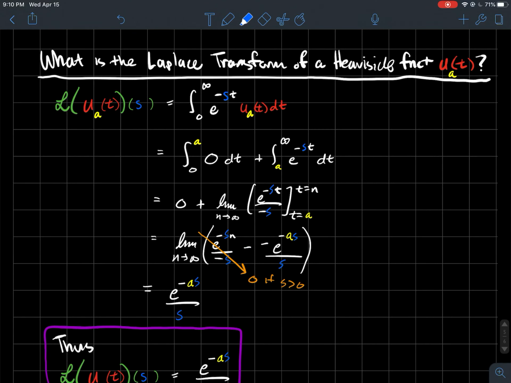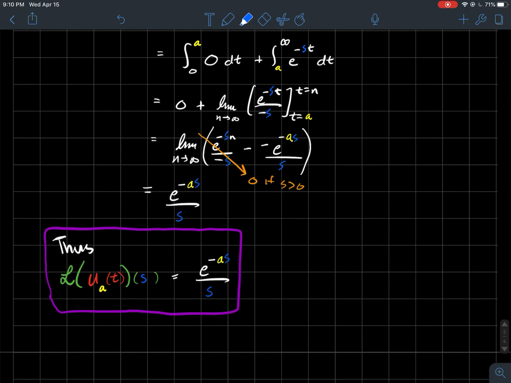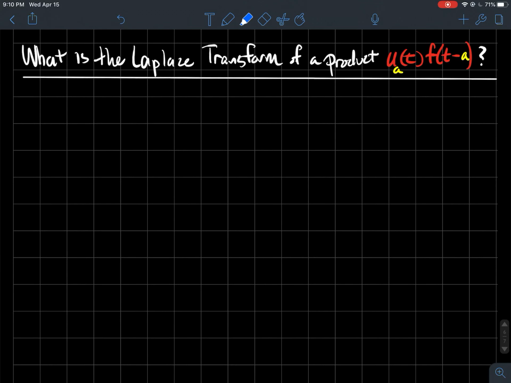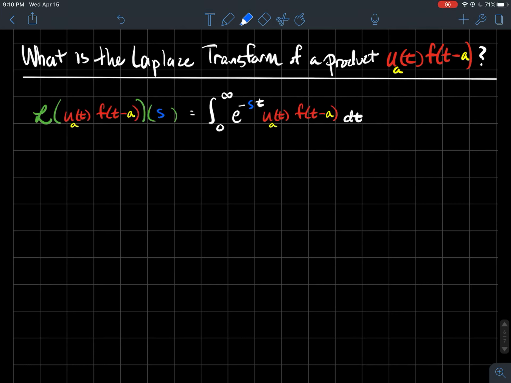And so to recap that, the Laplace transform of the Heaviside function, where the kind of important point is a, that base, is just e to the minus as all over s. So what's the Laplace transform of one of the kind of switches? What if you took the product u_a(t) times f of t minus a? Where we're assuming that this f has a nice Laplace transform. So let's try to compute that. And it's going to be kind of similar to the above.